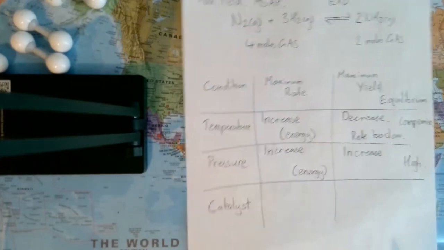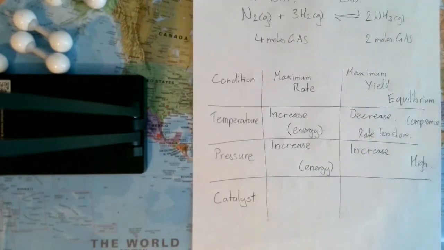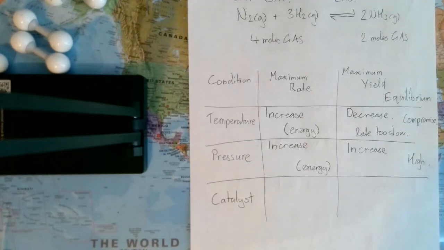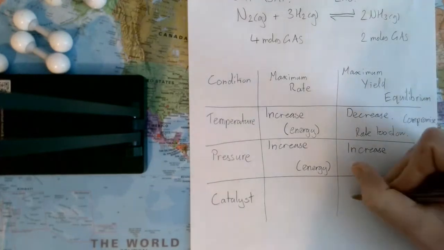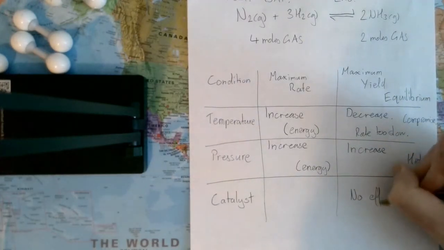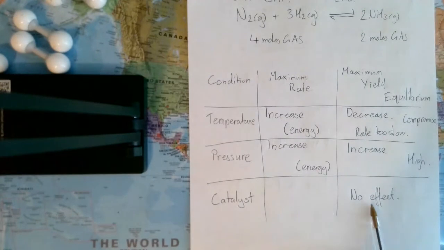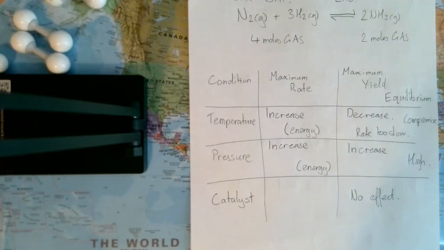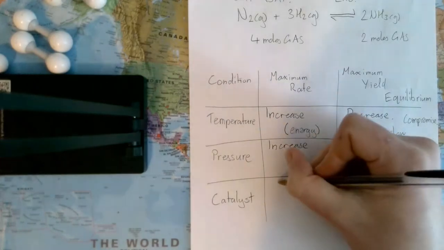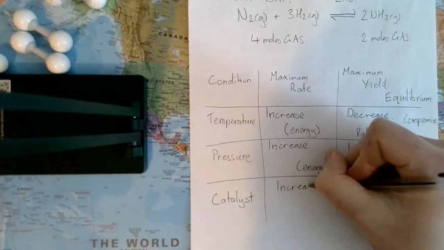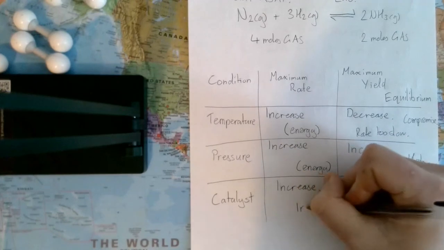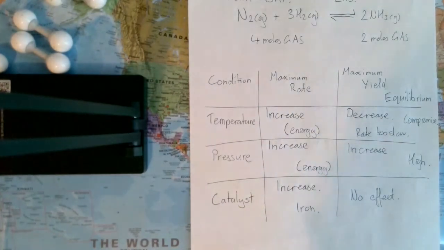Right. There's one final factor for us to consider here. Catalyst. I've not mentioned it thus far for yield because simply it has no effect. So don't panic if you see this in an exam question because it has no effect. Whereas a catalyst will provide an alternative pathway with a lower activation energy, and so it will increase rate, and for the Haber process we're going to use an iron catalyst.